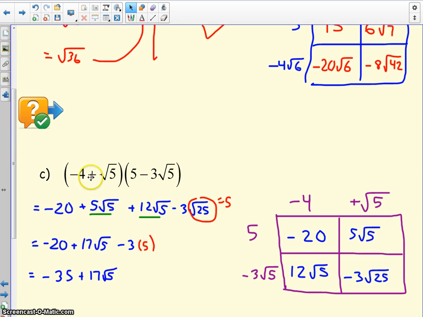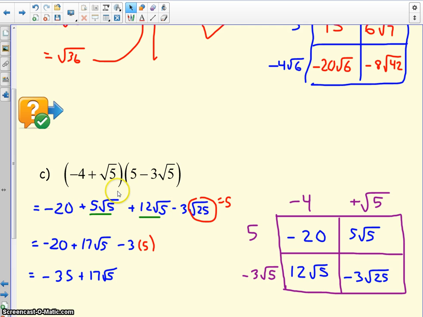Alright, so you can take a look here. I set up my array, and just compare this to what you have on your sheet. So I multiplied, so I got negative 20, positive 12 root 5, 5 root 5, and then down here negative 3 root 25. Now I might see right away this is going to simplify, but all I did right now is I just wrote out all my terms here horizontally. So I have negative 20 plus 5 root 5 plus 12 root 5 minus 3 root 25.